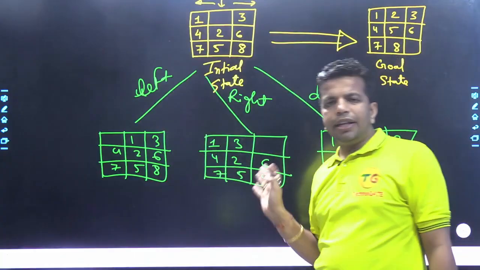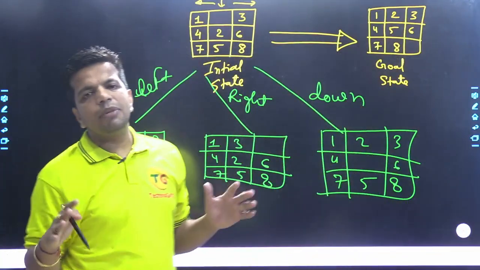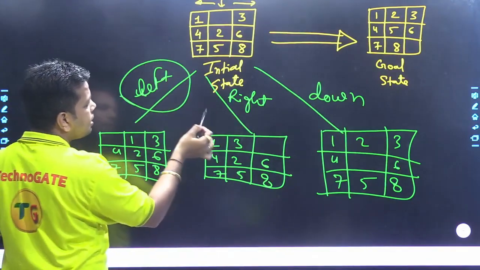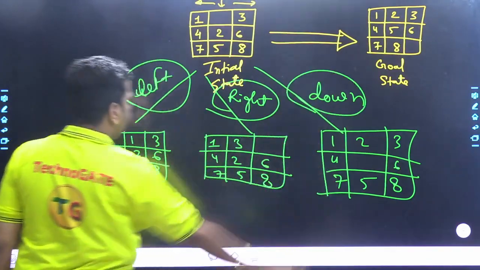So these are the different types of states, and the complete diagram is a state space diagram, and these arcs, these transitions, represent the action that we are going to perform. Okay.